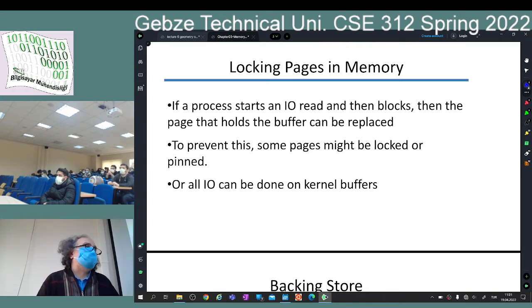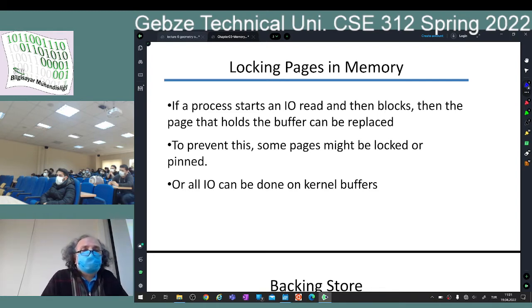Operating system, well, as an ordinary user, I can't do that because that's too much privilege for me. But the operating system says that this page will stay in the memory. You will not replace it. That's called locking the pages. This will not be replaced.